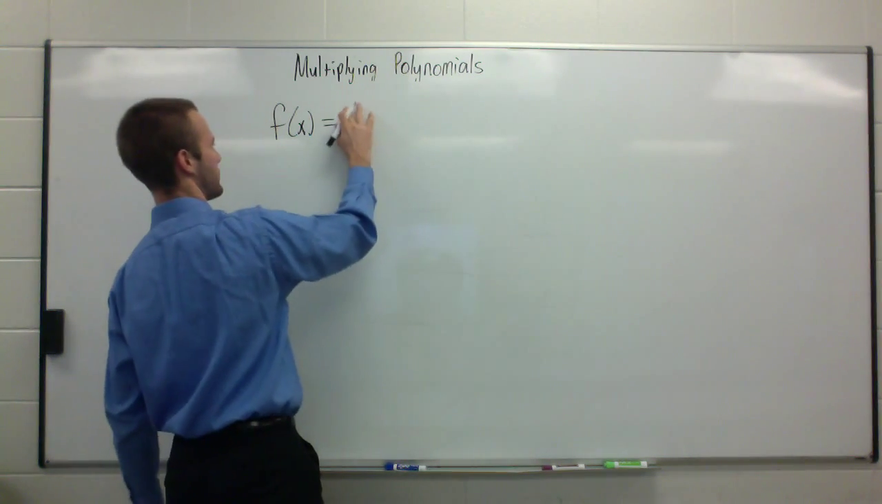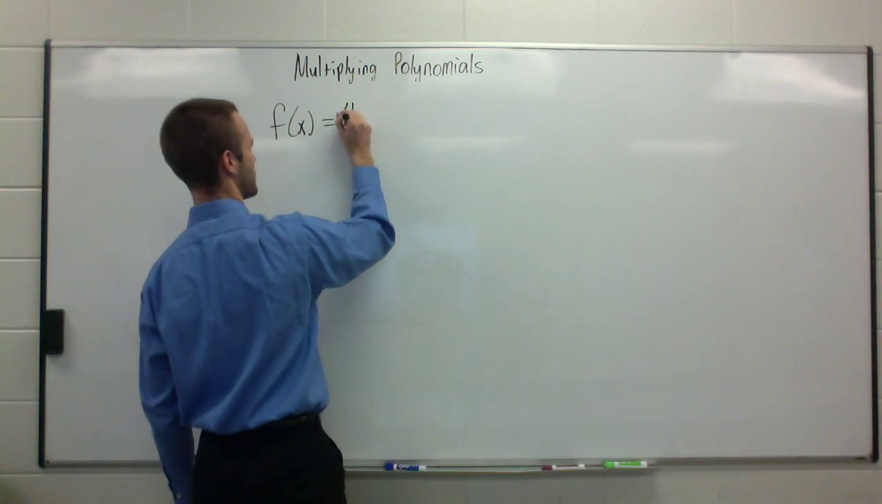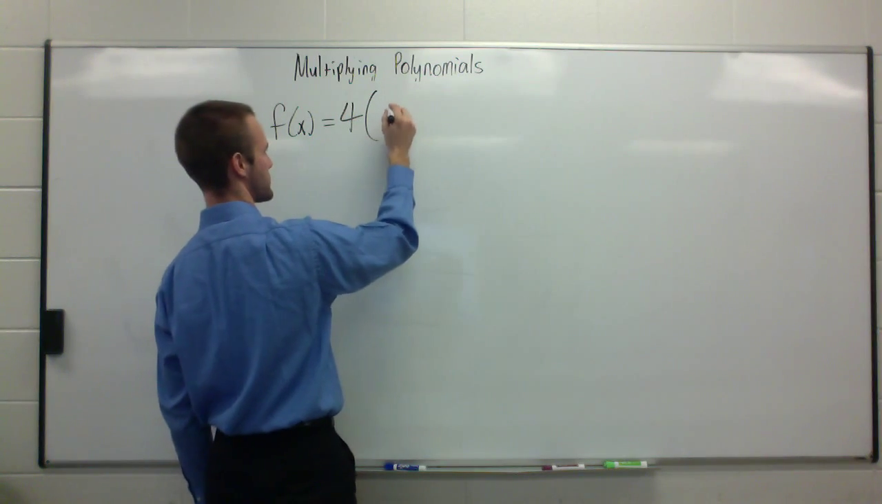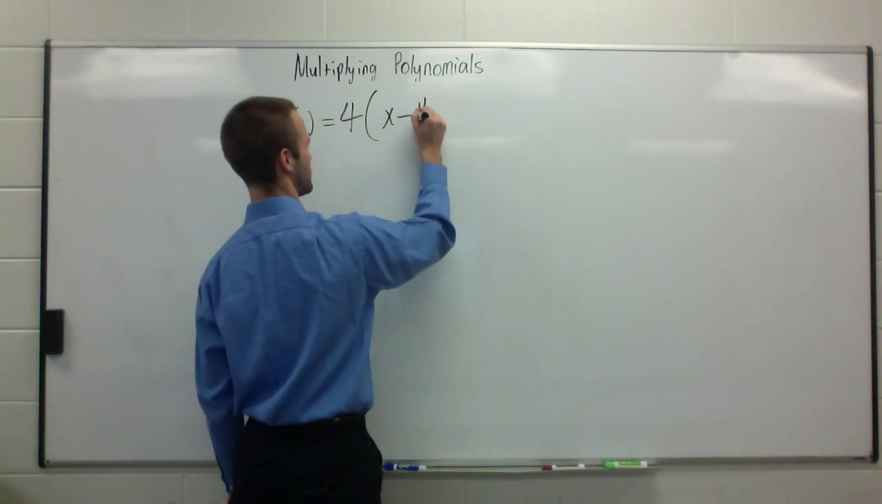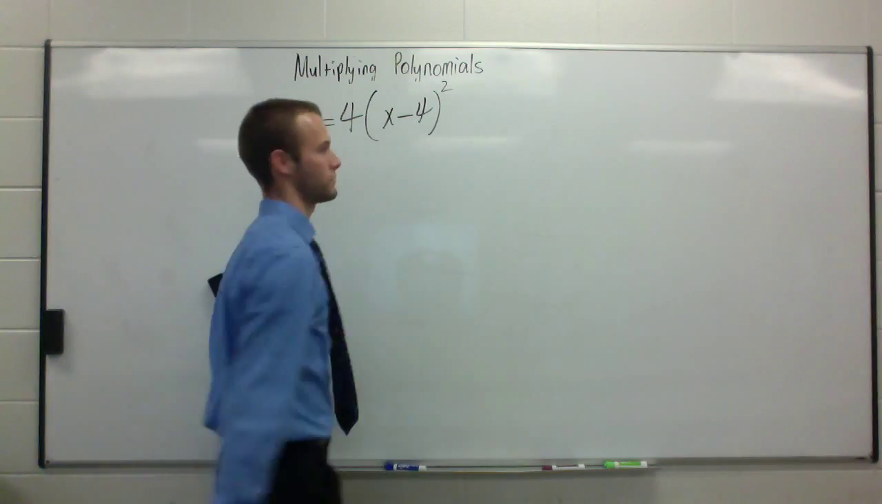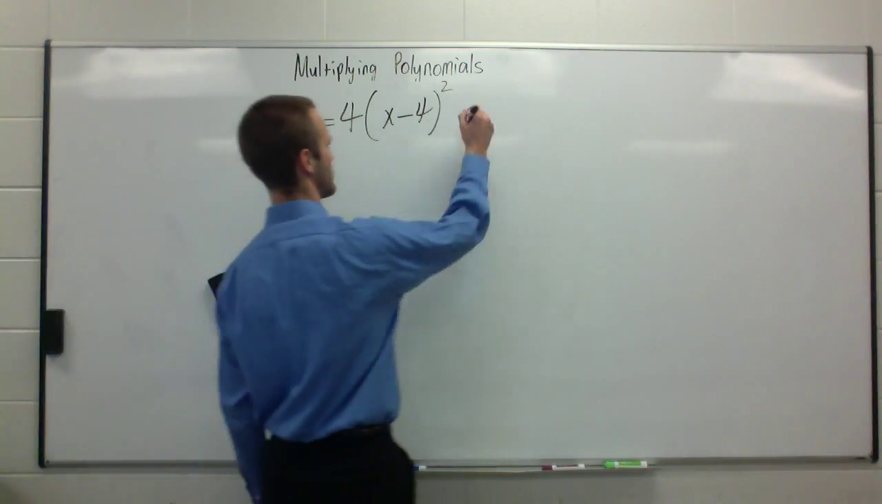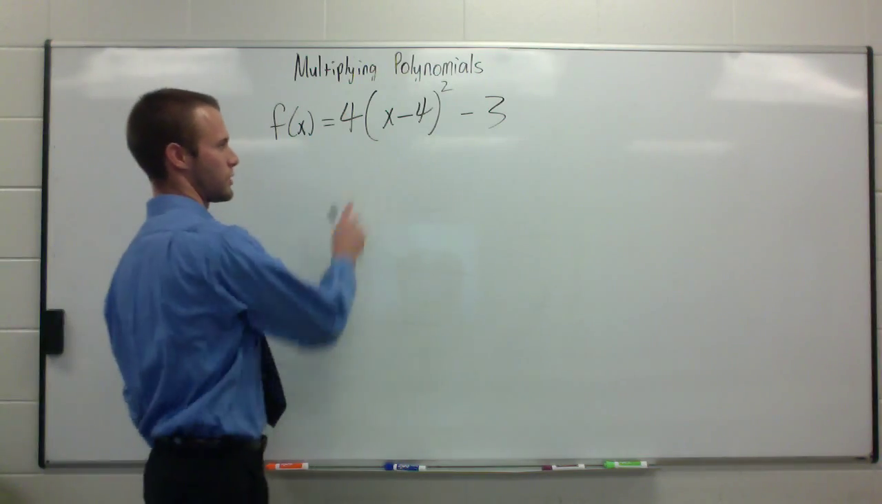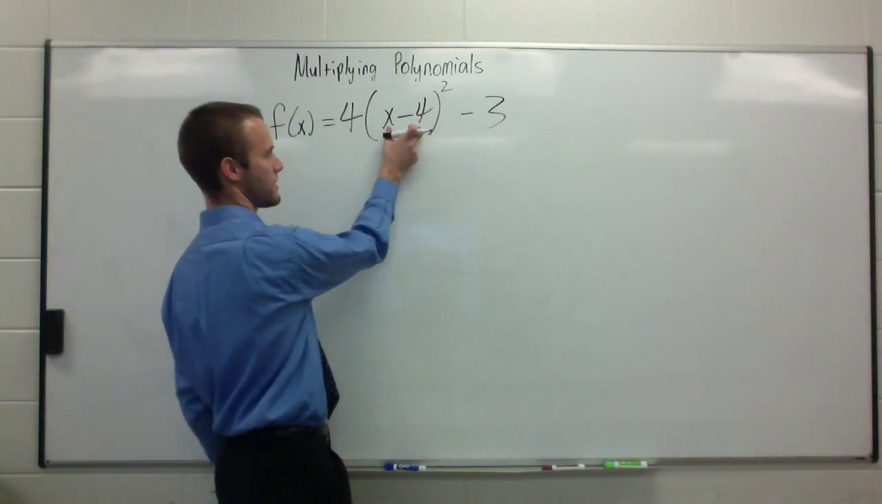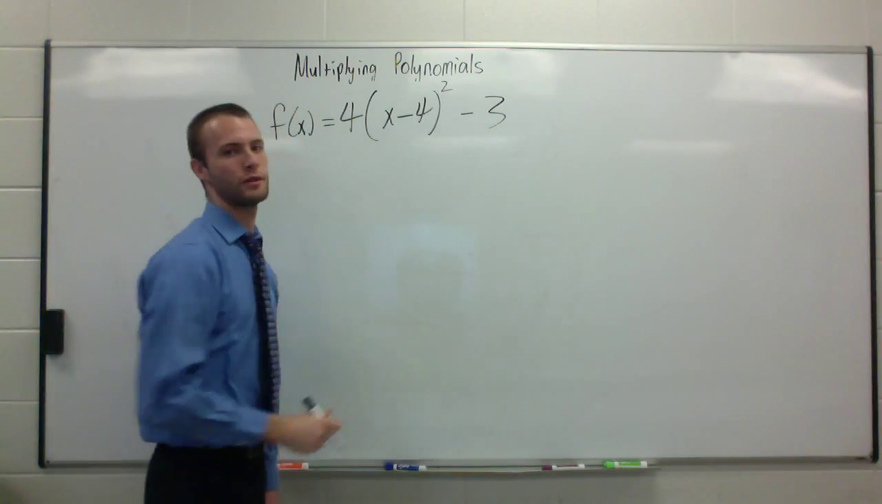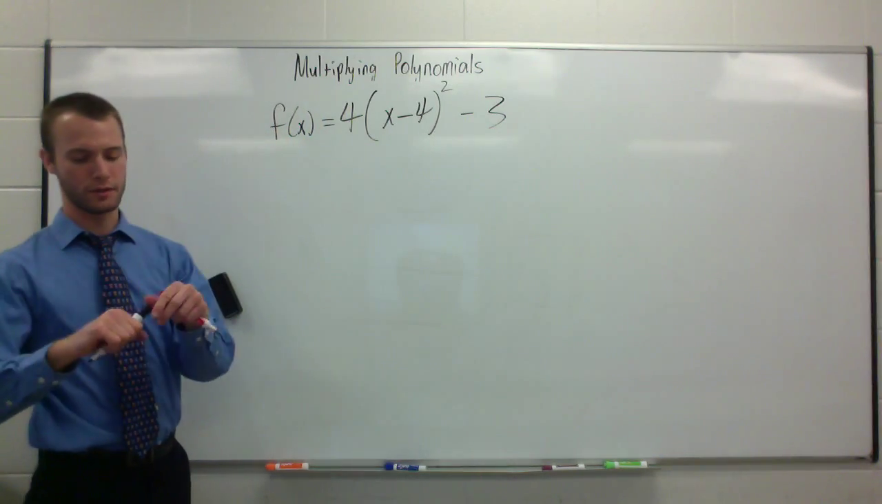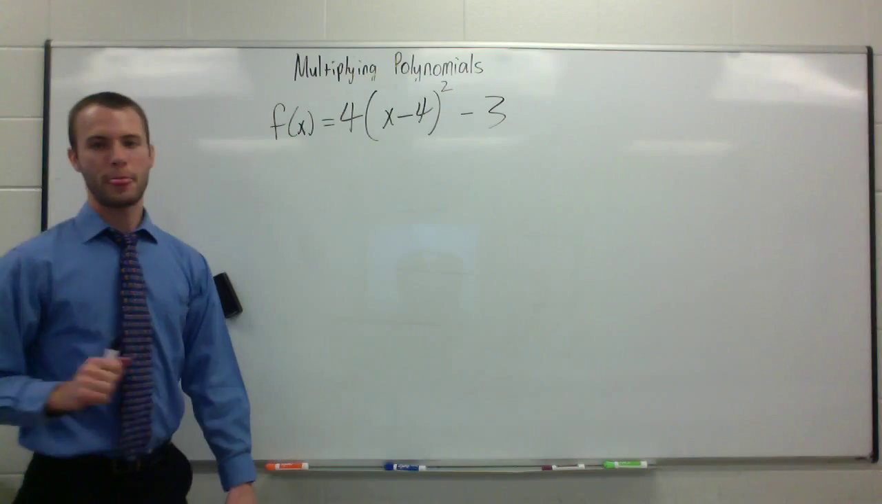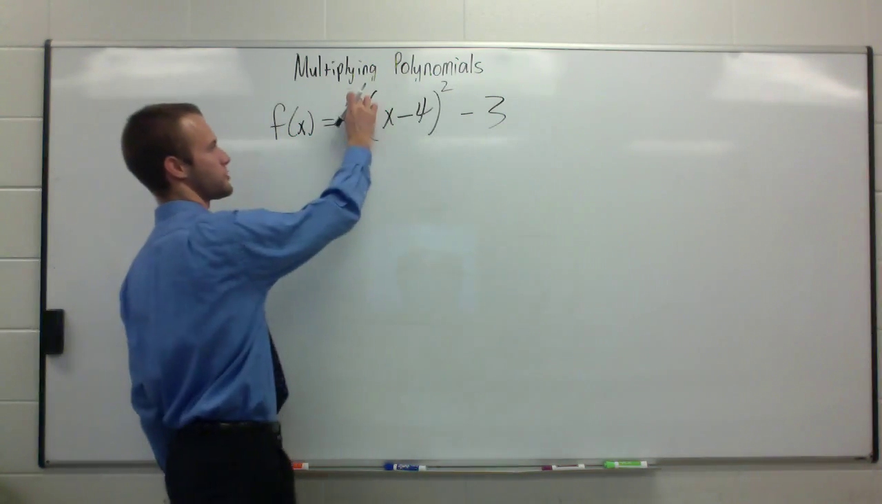So let's say we had, I'll put a coefficient out here, 4 times x minus 4 quantity squared. Let's say there's a minus 3 off at the end. So this would be a quadratic function with a vertex at positive 4, negative 3, right? And let's say we wanted to convert this to standard form. Now, what I see a lot of the time is you want to distribute this 4.